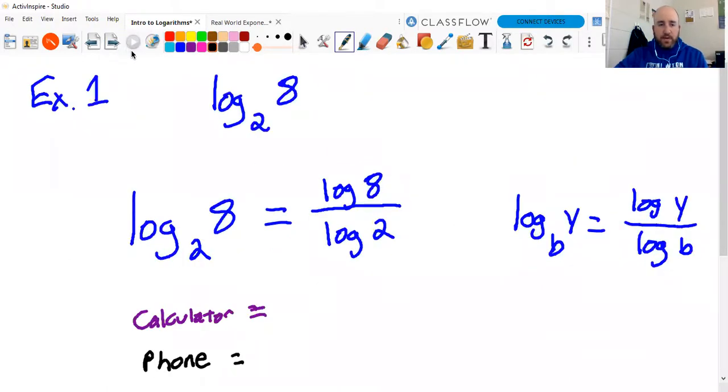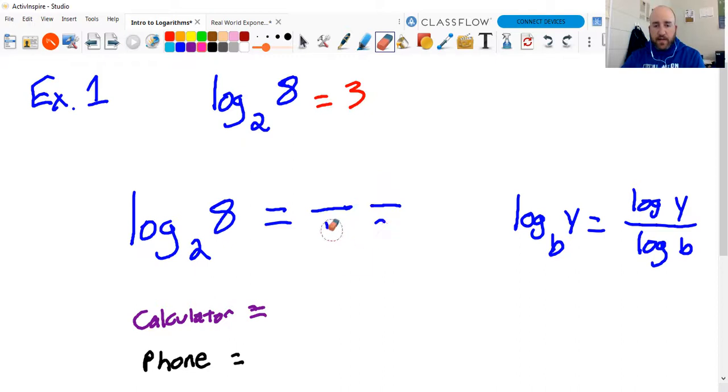All right, example number 1, log base 2 of 8. Again, we just said in the notes, this is equal to 3. All right. I just realized I forgot to erase that. Gosh darn it. Well, I might have already paused to write it down, but I'm going to erase it and we'll talk about it again.